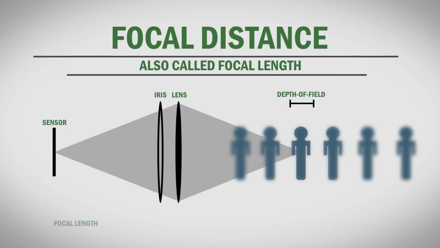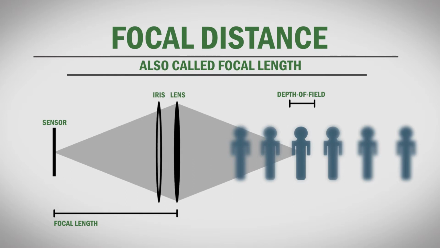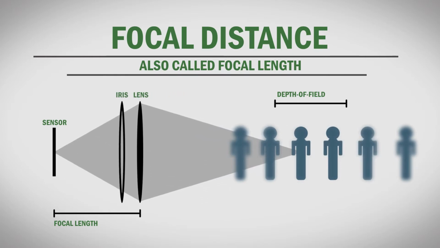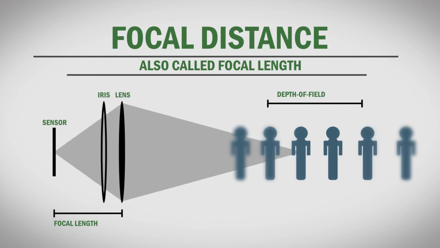Focal distance, or focal length, is the measurement from the optical center of your lens to the camera sensor, and lenses are typically referred to by this number. The important thing to know here is that the shorter the focal length of a lens, the deeper the depth of field it will produce. Let's take a look at an example.